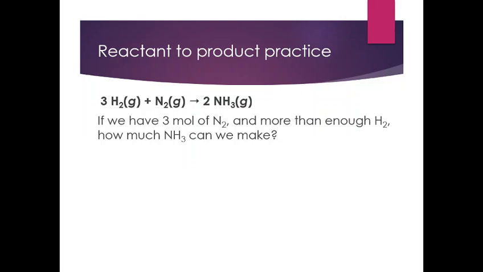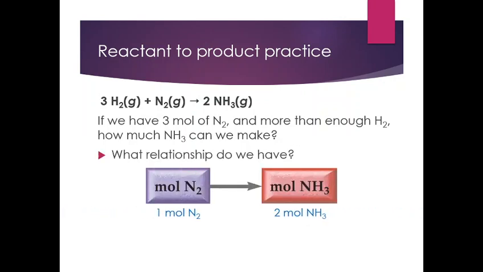At the beginning, I'm in one form, N2. At the end, I want to be in NH3. The only way we can do that is to figure out the relationship between our N2 and our NH3. From the balanced chemical equation, it is noted that you have 1 mole of N2 for every 2 moles of NH3. I'm just getting that from the balanced chemical equation. The coefficient in front of N2 is 1, an implied 1, and the coefficient in front of the NH3 is 2.